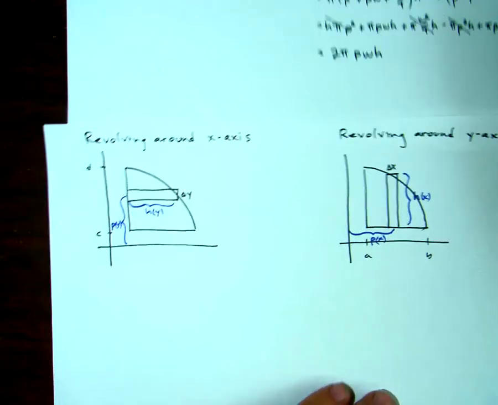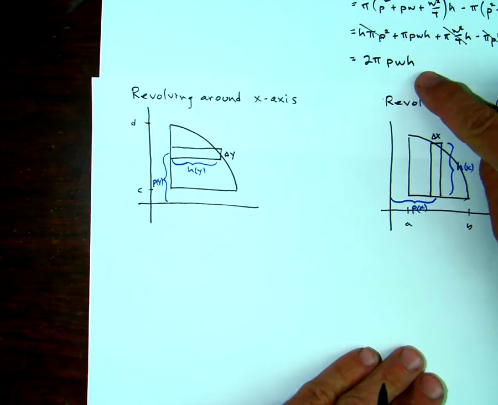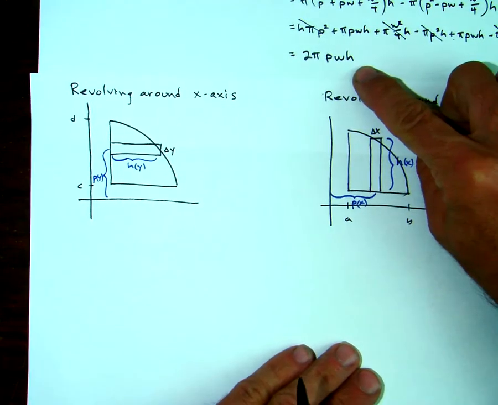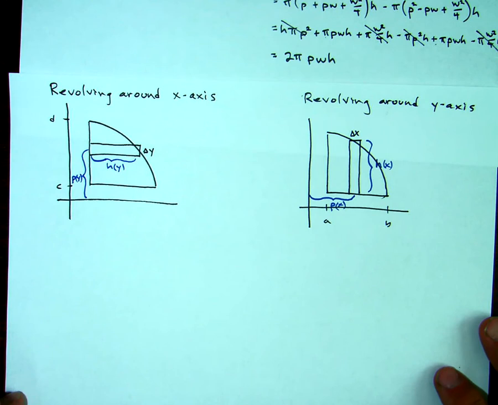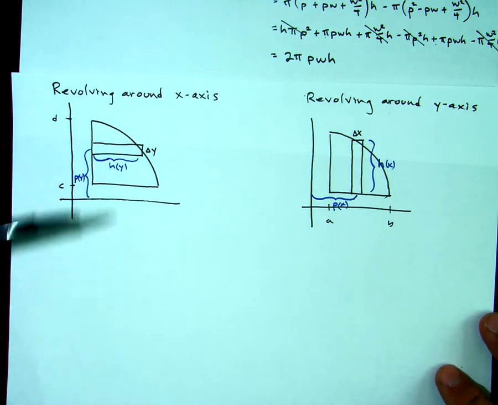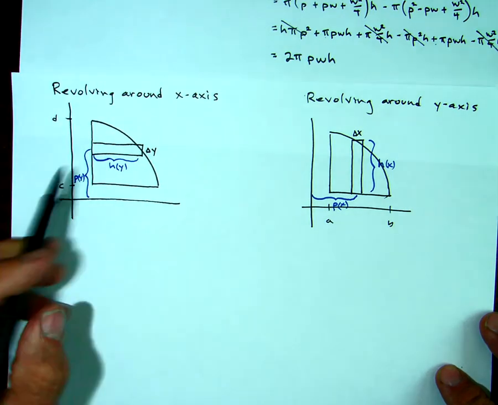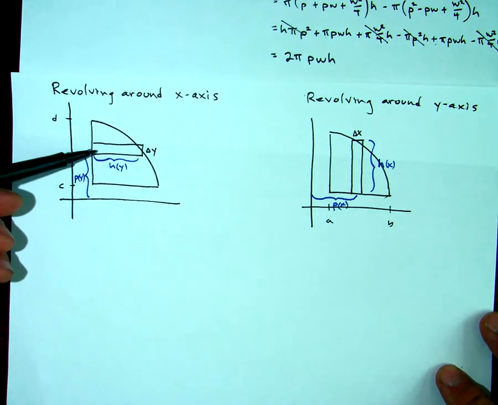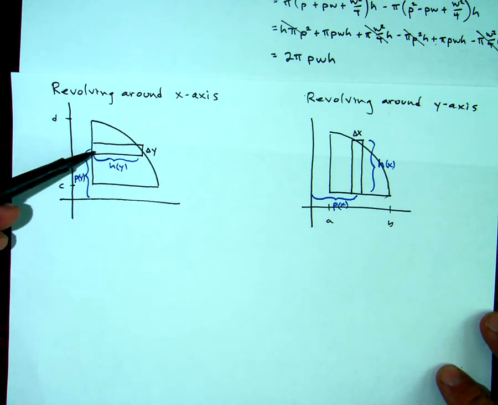Okay, so we have this 2 pi PW, and we can look at this. Okay, so we have two cases here. One is if we're revolving around the x-axis, right? So we draw in our little rectangle as we did in the previous, and one thing to notice is that the rectangle is always going to be parallel to the axis of revolution. So here we're revolving around the x-axis. Really, this is going to be applicable to any time we're revolving around a horizontal axis.